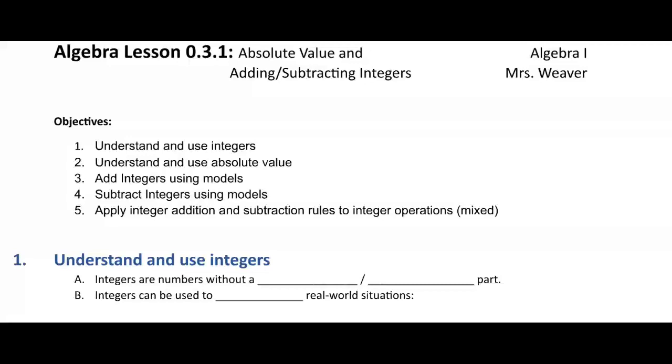All right, so this is lesson 0.3.1, absolute value and adding and subtracting integers. Today, in part A, we're going to focus on the absolute value and the adding of integers and just understanding integers in general. So that's going to be these first three objectives. That's what we want to accomplish today.